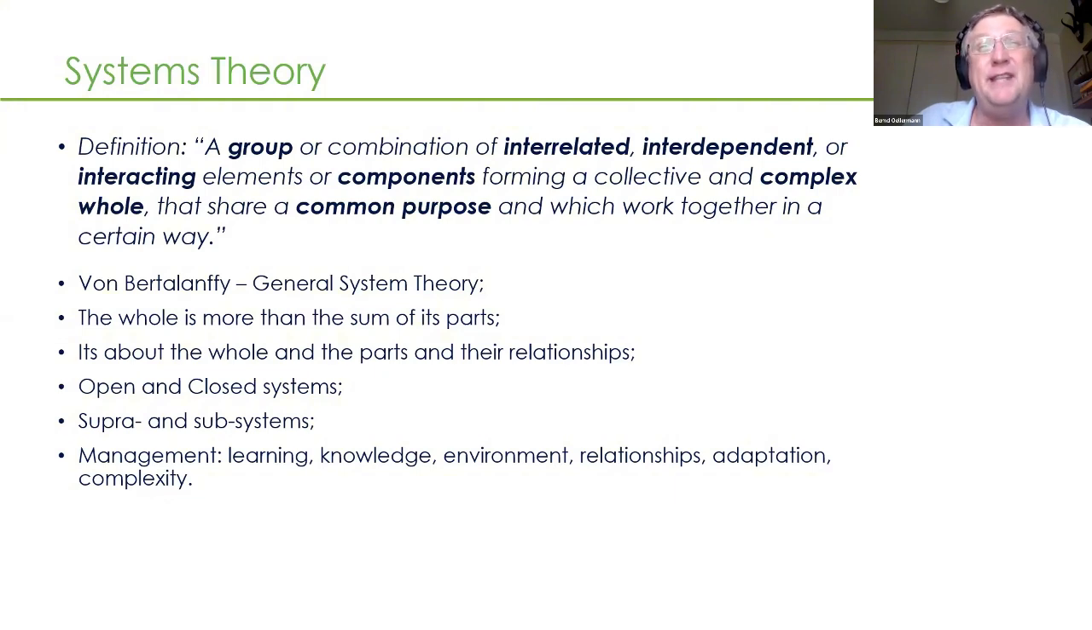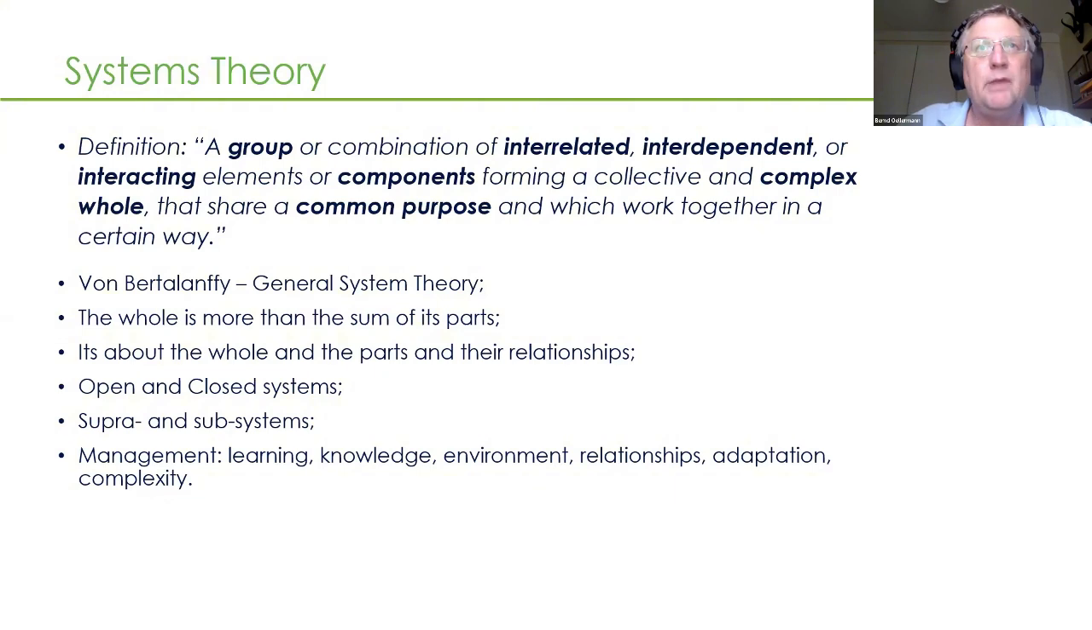A system is a group or combination of interrelated, interdependent, or interacting elements or components, forming a collective and complex whole that share a common purpose. I challenge you, go and have a look at how often people talk about systems, and then look at this definition. You will find that most people talking about systems have no understanding of what this definition means. And that's why when we want to improve a system, we fail, because we don't understand what a system is.